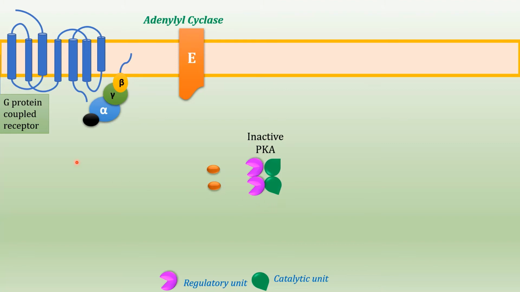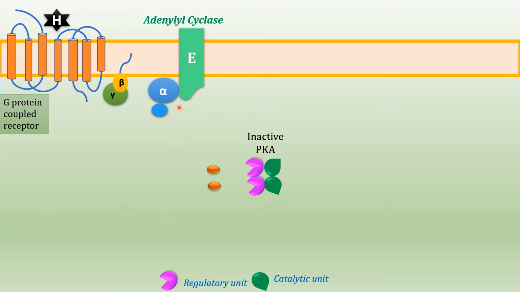When hormone binds to this receptor, it undergoes conformational change and the signal is transmitted to the G protein. So this GDP then converts into GTP, and this alpha subunit along with this GTP dissociates from the beta and gamma subunits and goes to adenylyl cyclase and activates it.